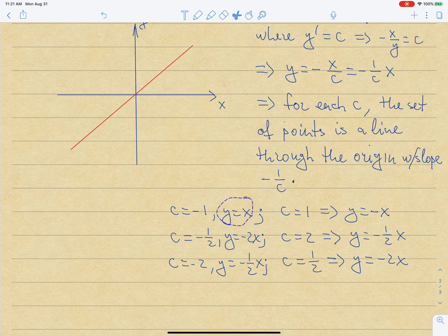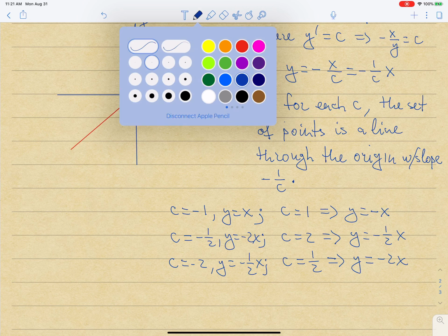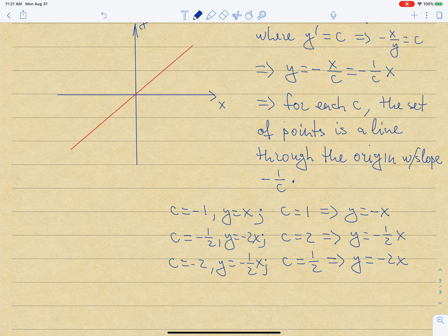Something like this. Everywhere on this line, slope is equal to minus 1. Now, if slope is equal to minus 1, that's a negative reciprocal of 1. So the slope must be perpendicular. Slope of tangent lines or slopes of curves that pass through this line must be perpendicular to the line itself. So everywhere here, the slope is like this.